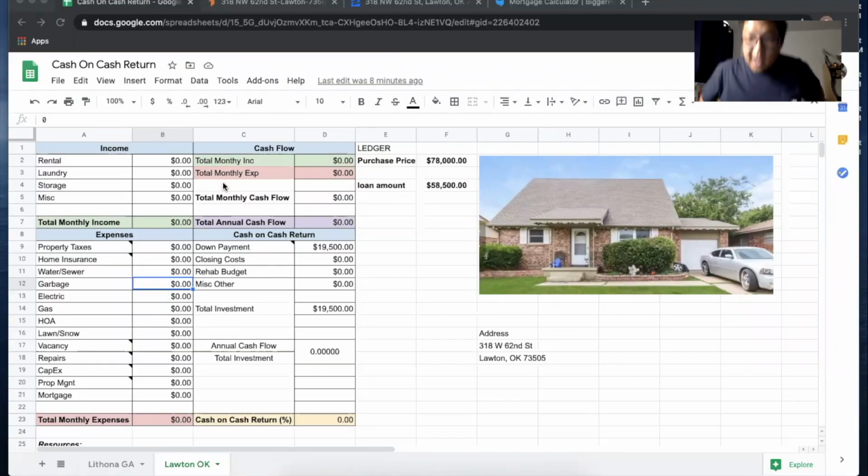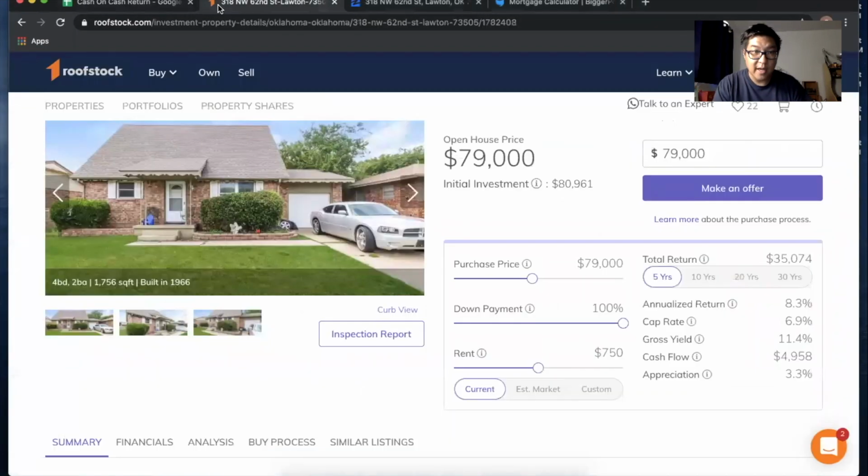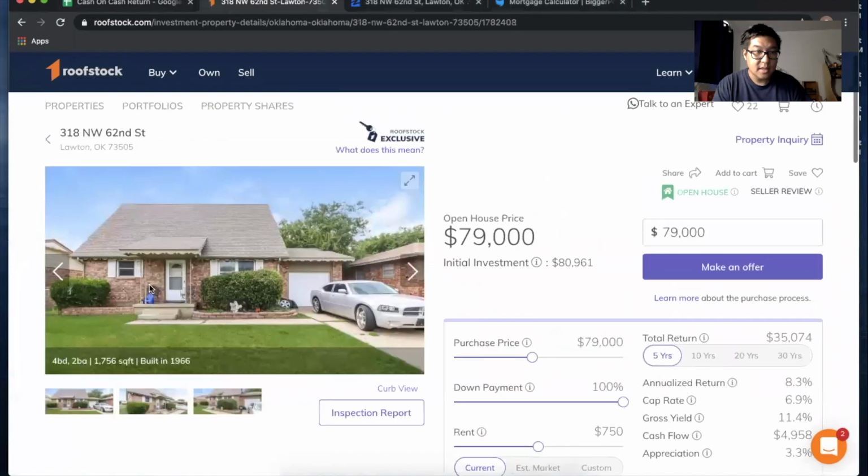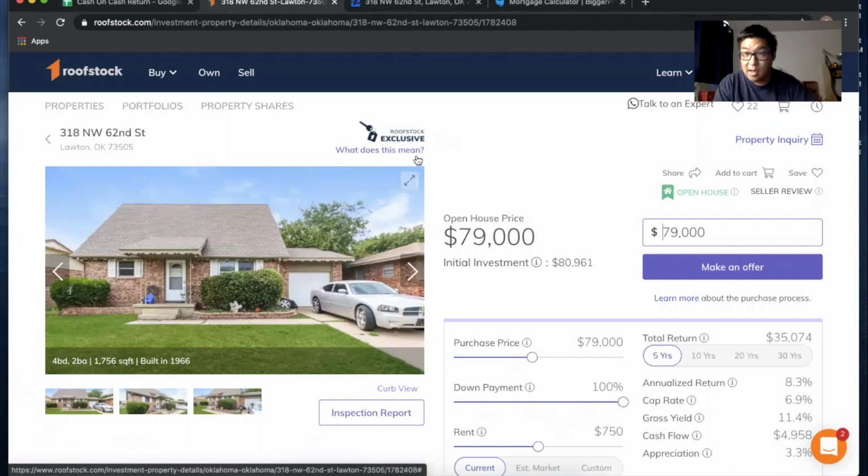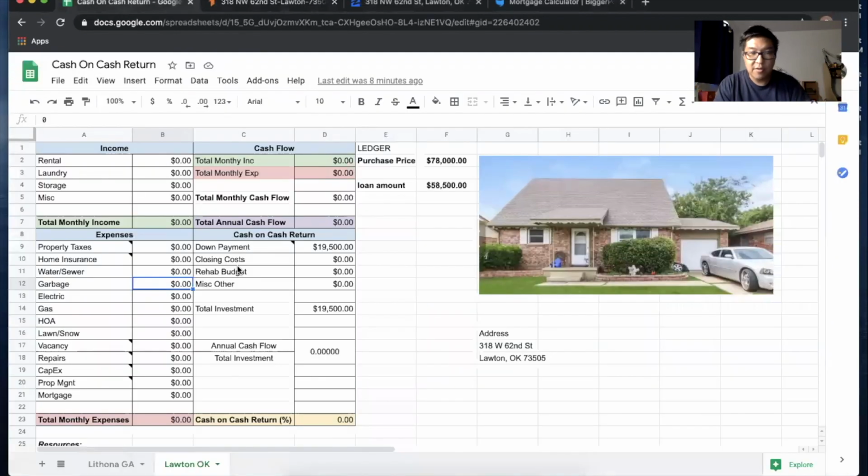Alrighty everybody, I want to go through one of the first things that I do whenever I see a property that I want to buy. So I just picked a random property on Roofstock. This property right here, it's Lawton, Oklahoma. The purchase price is $79,000. I'm not going to pay that, so I'm going to probably put an offer of $78,000, maybe $77,000, depending on what I see, but I'm just going to do a quick calculation on what if I put an offer for $78,000.